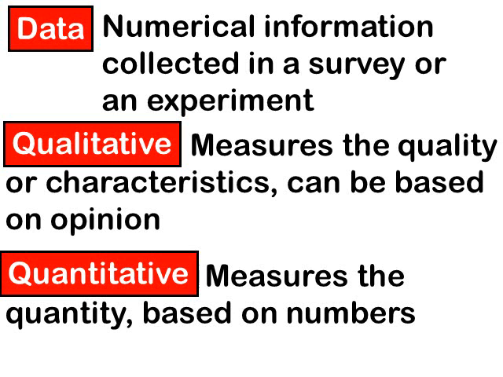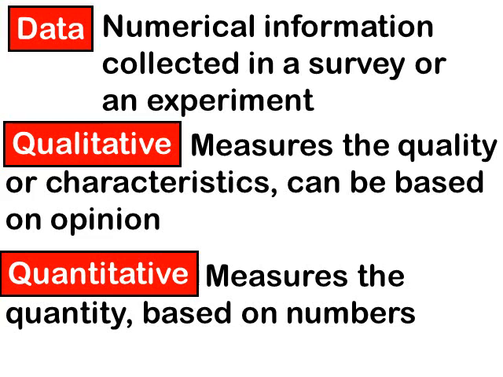Data is numerical information collected in a survey or in an experiment. You can classify data in two ways. You can classify it as qualitative or as quantitative. If you look at the first four letters of each of those words, you will be able to recognize the difference between both of those meanings.